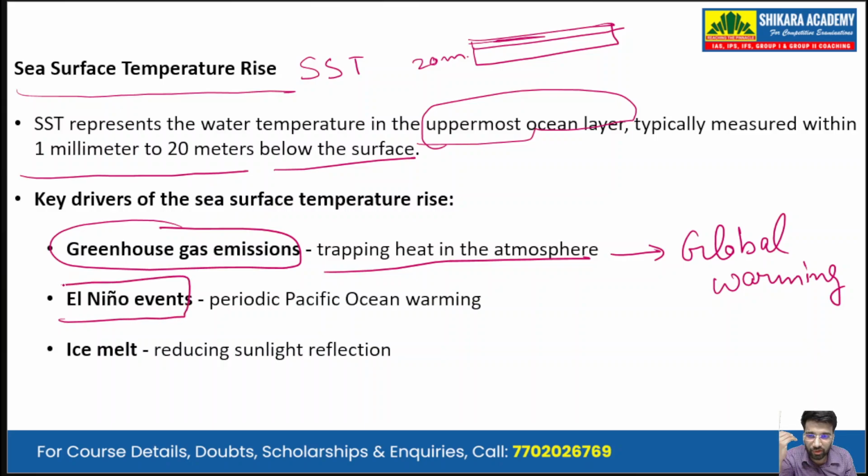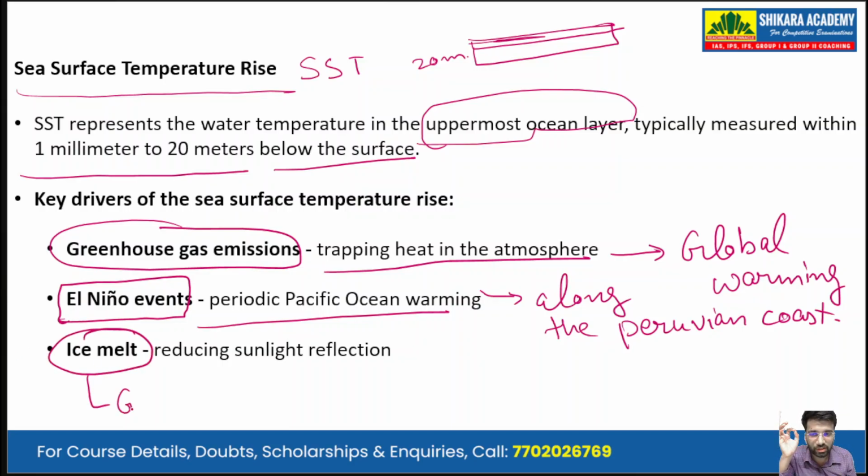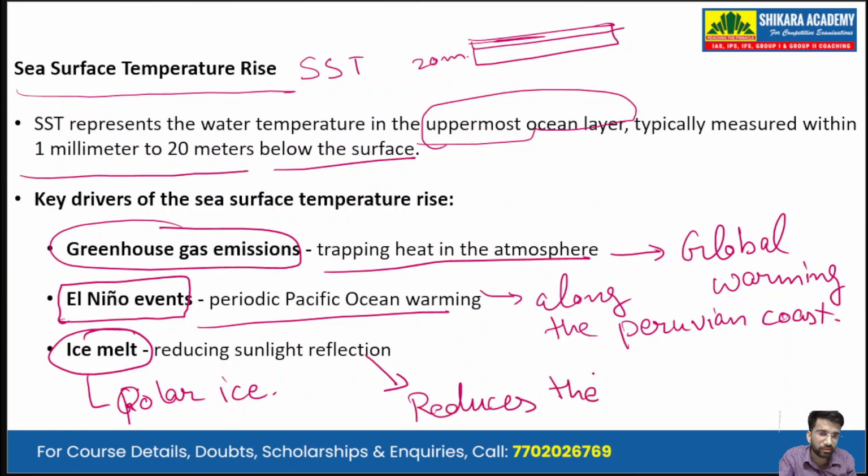Another driver is the El Nino effect. It is a periodic warming of the Pacific Ocean along the Peruvian coast. Third, we have the ice melting. So glaciers are melting and the polar ice is melting because of the global warming. And what it does is it reduces sunlight reflection. That is, in other words, it reduces the albedo effect, and thus causing more warming and more melting of ice.